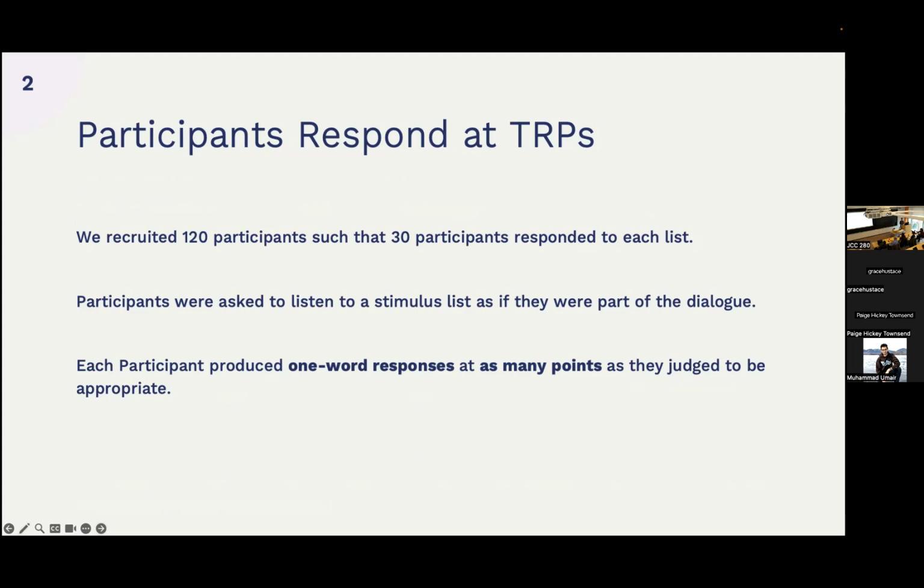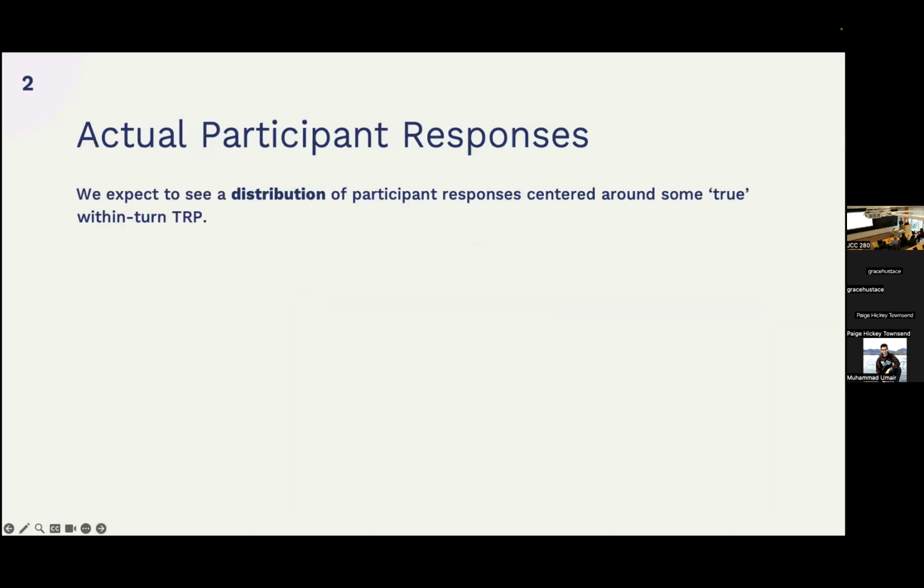And we had 120 participants and 4 lists. So we had 30 participants per list. And because we know that these TRP points are there, we can all tell, and there's individual variability in when people actually respond, we expect some sort of distribution around some point for when the TRPs actually occur.